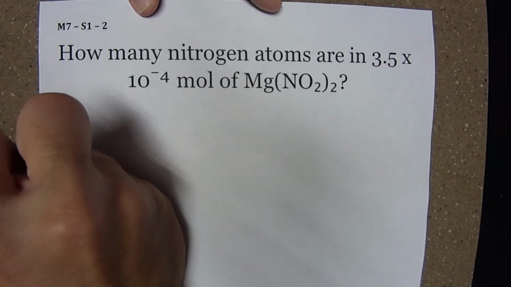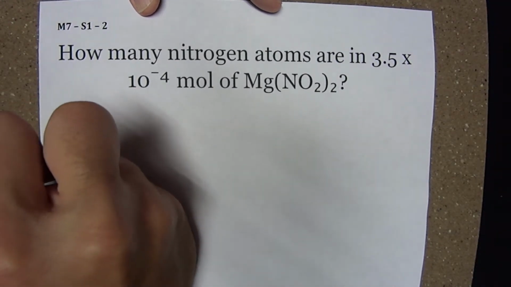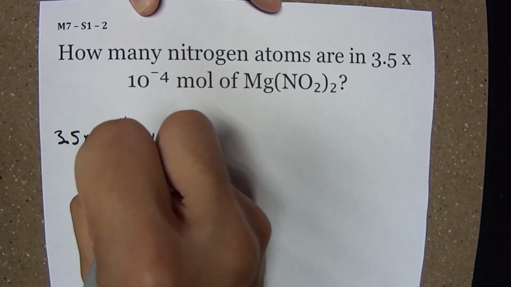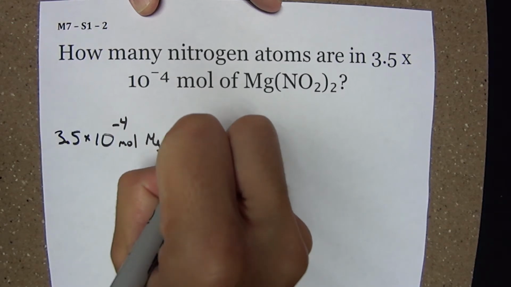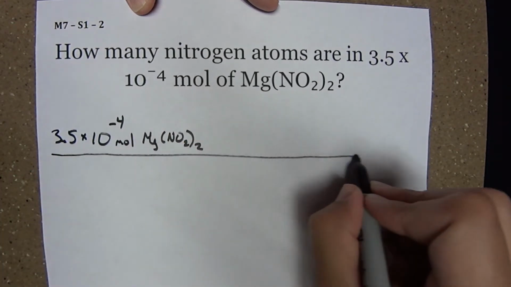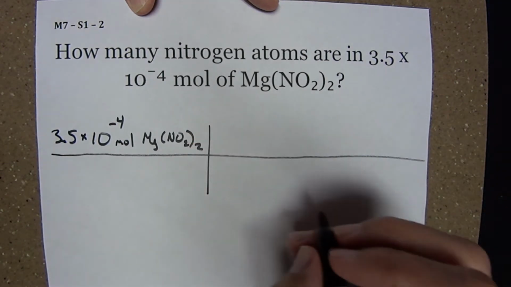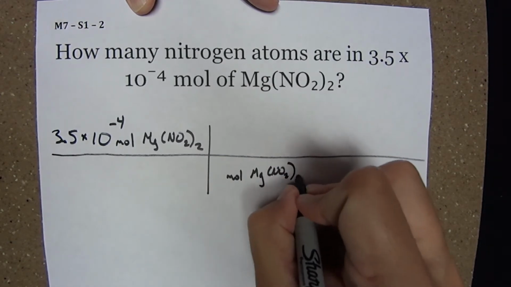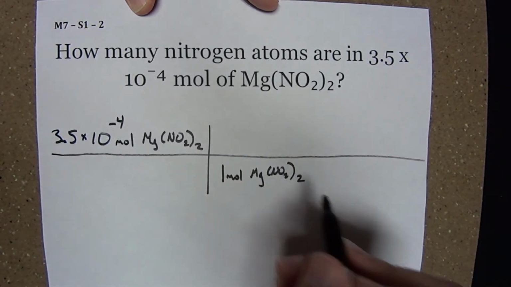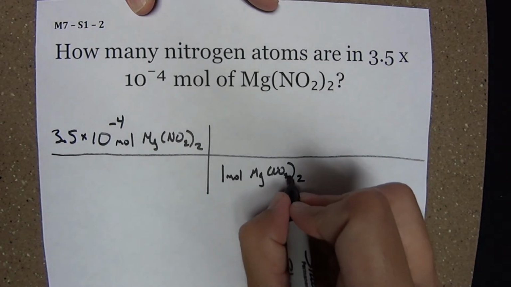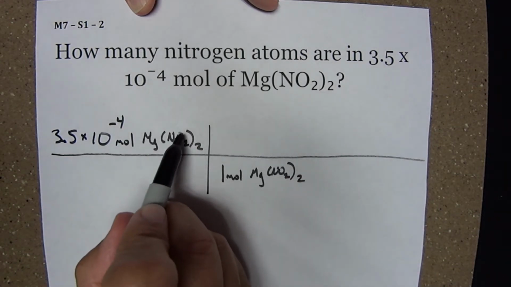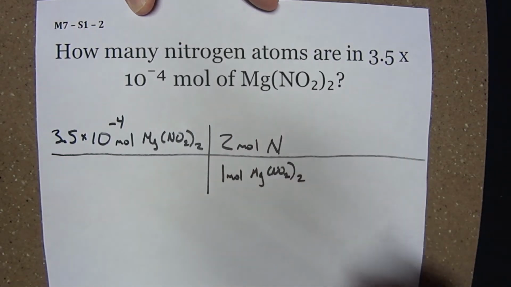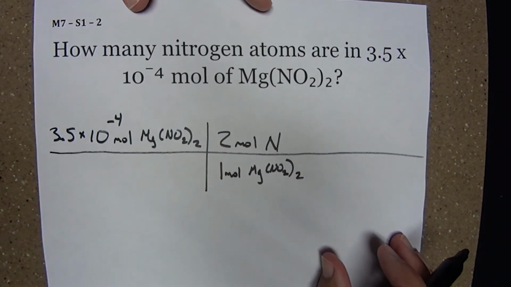Okay, so again, we'll start with what we know. 3.5 times 10 to the minus 4 moles of magnesium nitrite. Okay, we want moles of magnesium nitrite to cancel. And we're going from moles of magnesium nitrite to moles of nitrogen. Okay, from that chemical formula, in 1 mole of magnesium nitrite, I have 2 moles of nitrogen. So the chemical formula itself gave me that conversion factor.